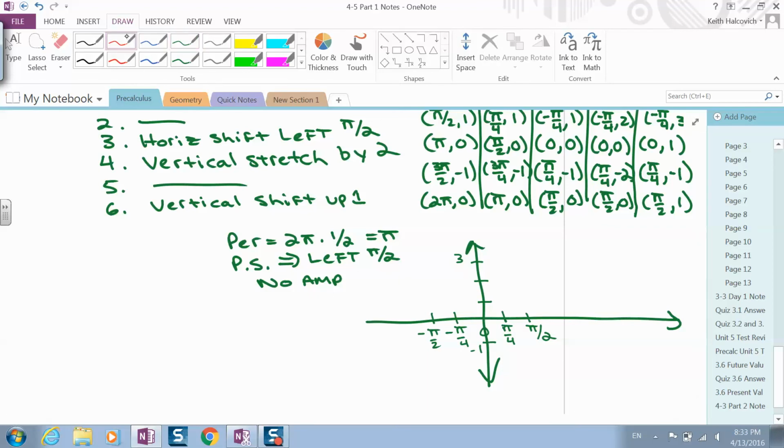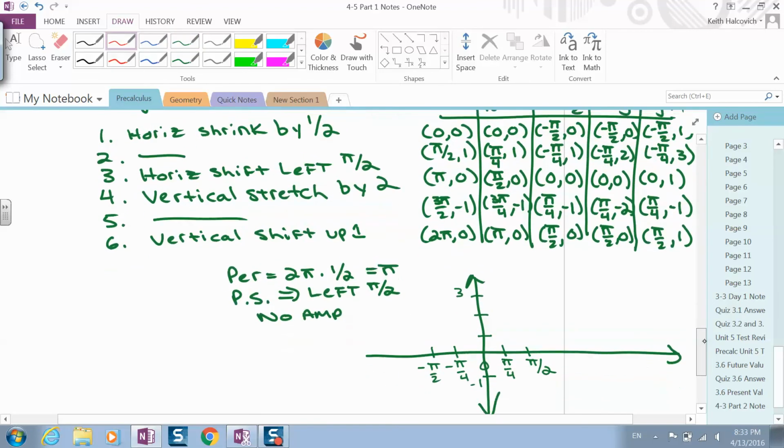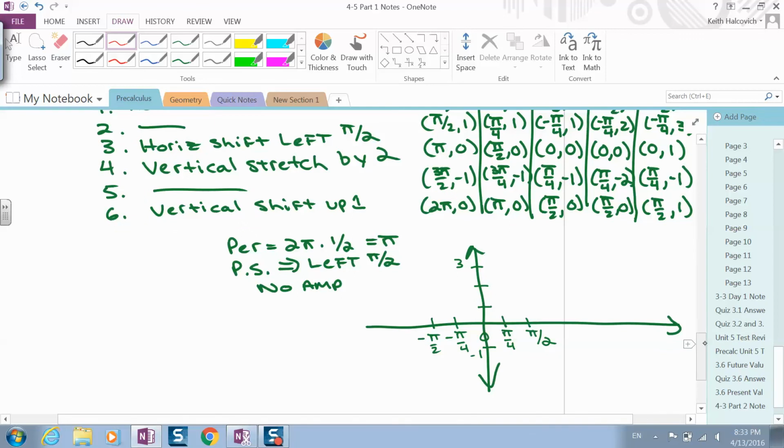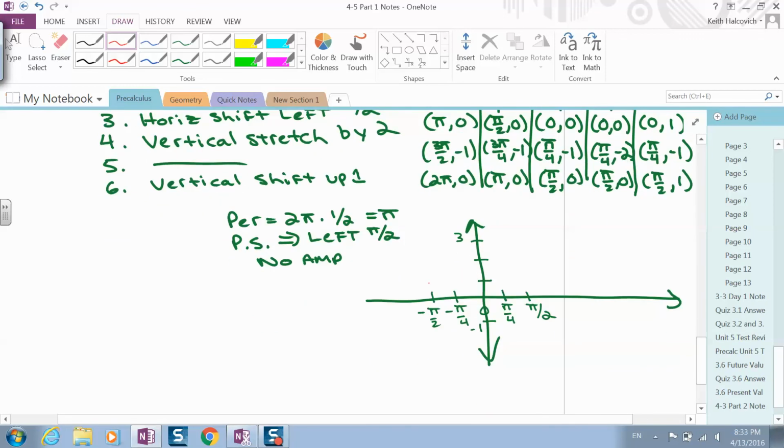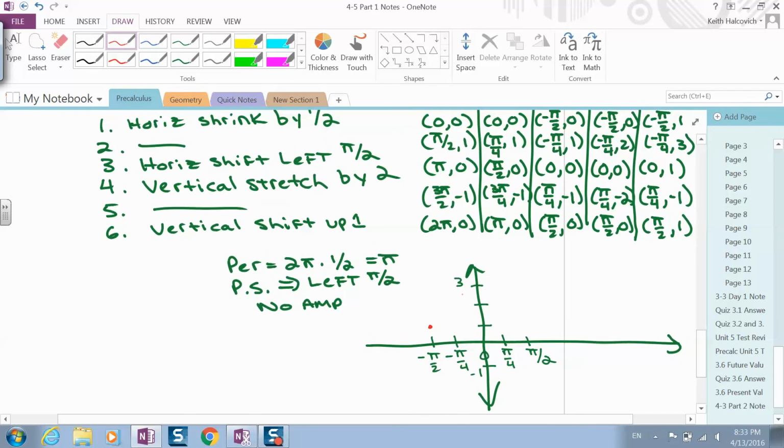All right, now I'm going to graph the sine curve very lightly. Negative pi over 2 gives me 1. Negative pi over 4 gives me 3. 0 gives me 1. Pi over 4 gives me negative 1. And pi over 2 gives me 1. So there is the sine curve.